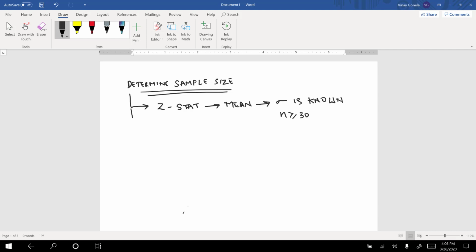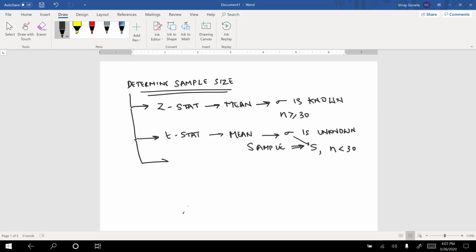And then we have t-stat. So this is also used for mean, and this is when sigma is unknown. So when sigma is unknown, you kind of take a small sample and try to use the sample standard deviation instead of this sigma. So you replace it with s, and then your n is less than 30.